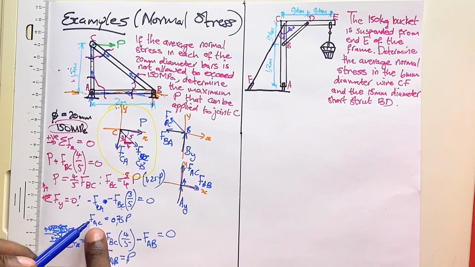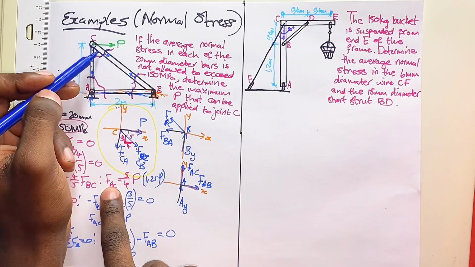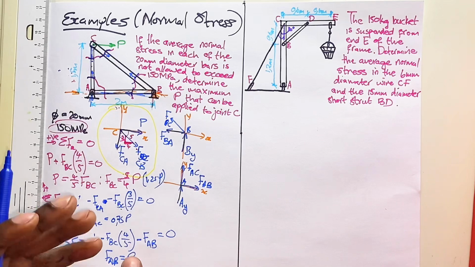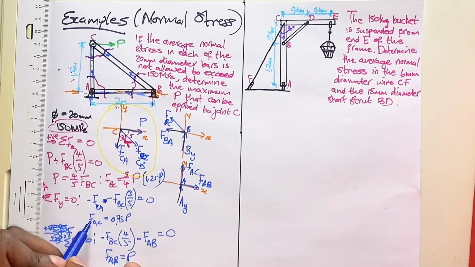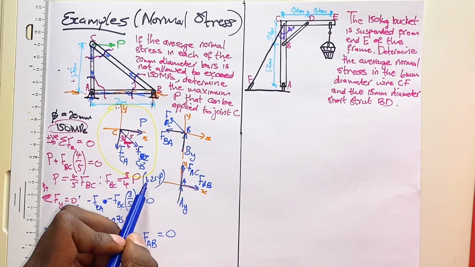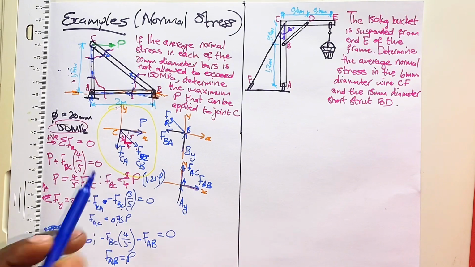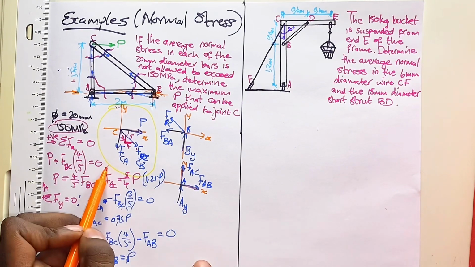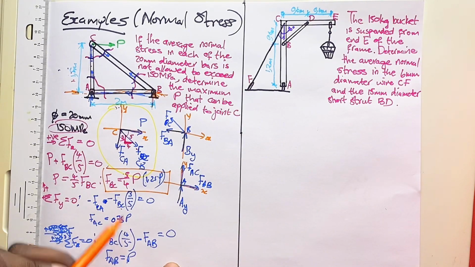Now, I have FAB, the normal force in here. I have FAC, which is the normal force in here, and I have FBC, which is the normal force in here. Now, out of these three members, which one is the critical? The one that is critical is the one experiencing the most force. Now, FAB is P, FAC is 0.75 P, and FBC is 1.25 P. Now, 1.25 P will be my critical force because it is larger than the rest.